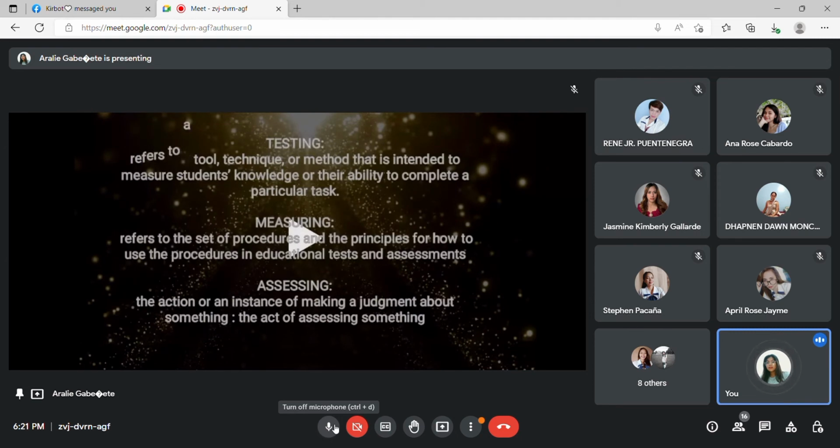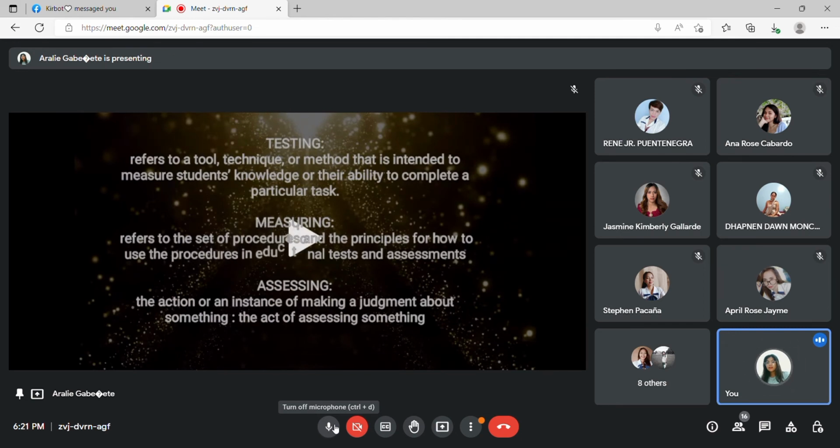So let's talk first about testing. It refers to a tool, technique, or method that is intended to measure students' knowledge or their ability to complete a particular task. It is one form of assessment and refers to procedures used to measure a learner's learning at a specific point in time and often involves collecting information in numerical form. Common forms of tests are multiple choice questions and gap fill or cloze test.